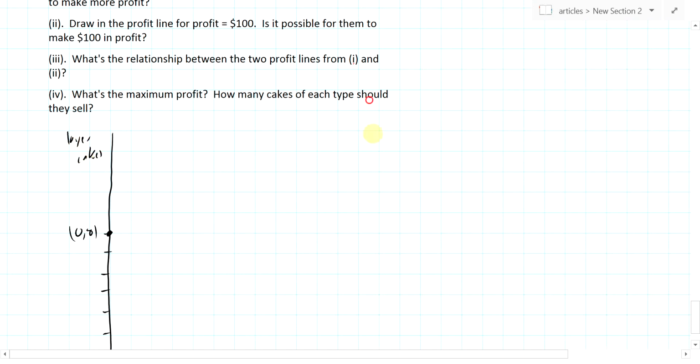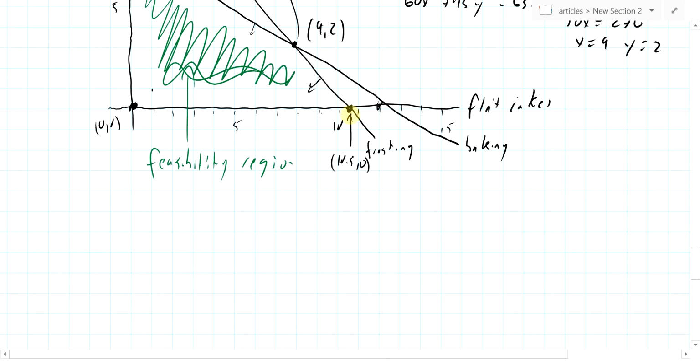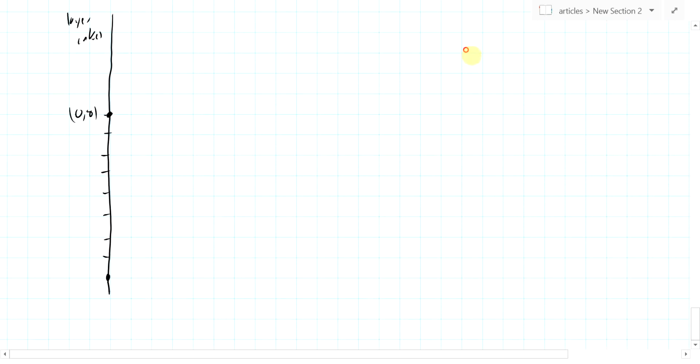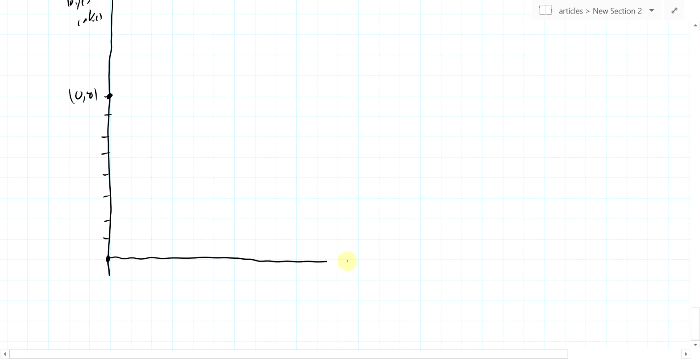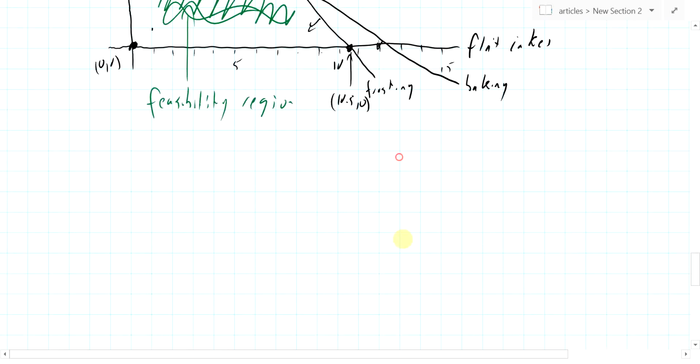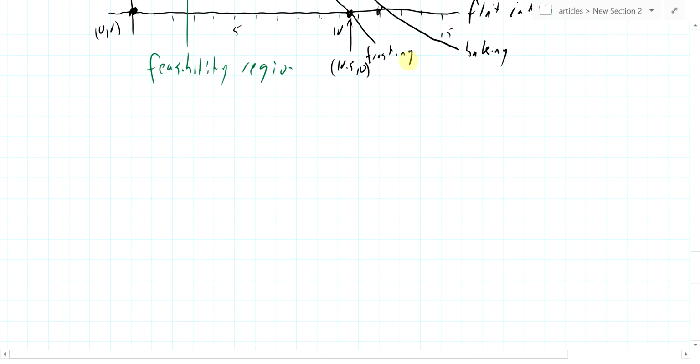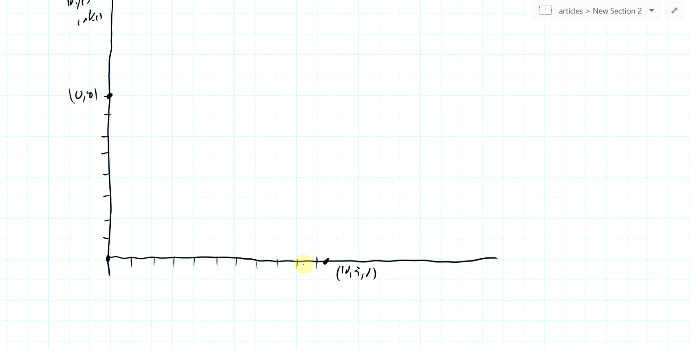Number of layer cakes I make. And then 10.5 is the other corner point. 1, 2, 3, 4, 5, 6, 7, 8, 9, 10, 10.5, comma 0. That's another corner point. And then we're left also with this corner point, which is 9, 2. So 9, 2 is right there.